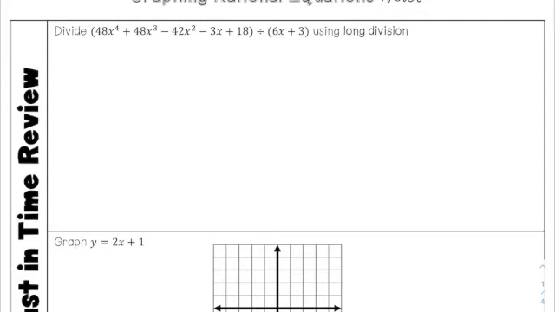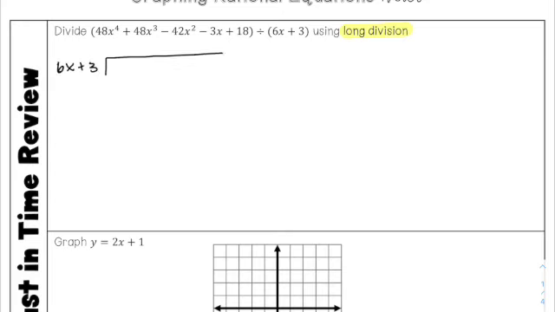In this video, we are going to dig deeper into graphing rational equations. To start off, we have some just-in-time review. On the first one, it says divide using long division. So remember to divide using long division. You take your divisor, 6x plus 3, and write it out front.